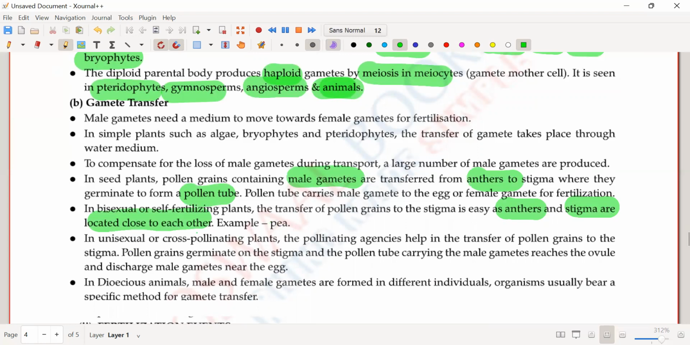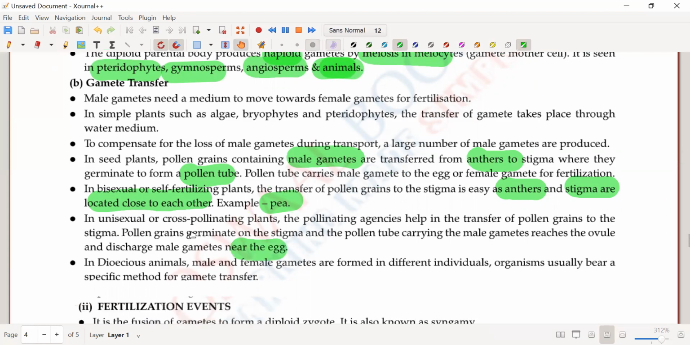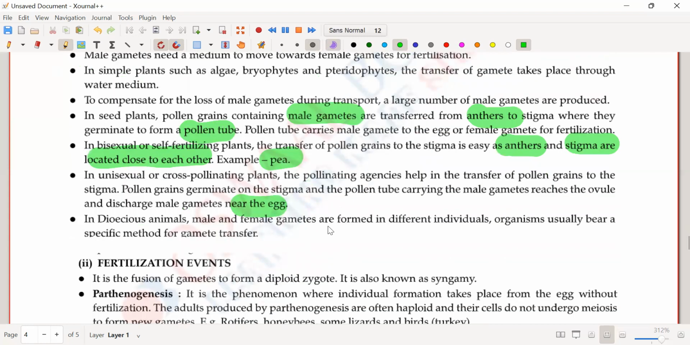In unisexual or cross-pollinating plants, the pollinating agency helps in transfer of pollen grains to the stigma. Pollen grains germinate on the stigma, and the pollen tube carrying the male gametes reaches the ovule and discharges the male gametes near the egg. In dioecious animals, male and female gametes are formed in different individuals. Organisms usually bear a specific method of gamete transfer.